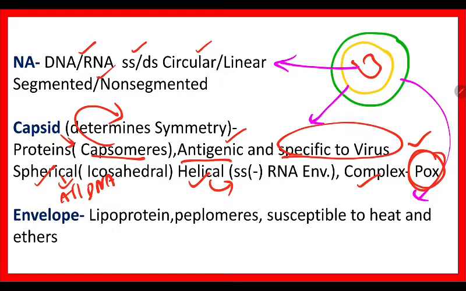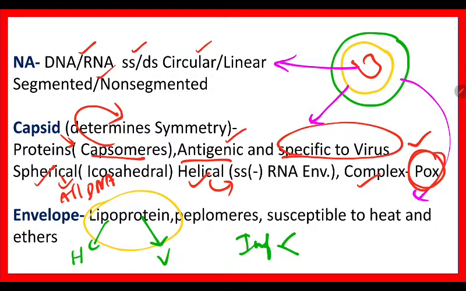Coming to envelope, it is basically a cover over the capsid. One thing to note in envelope is that it is lipoprotein in nature. The lipid part is derived from the host, whereas the protein part is synthesized in the virus itself. This envelope will be projecting as spikes. One example is influenza virus, which has more than one spike, because influenza has neuraminidase as well as hemagglutinin, that is two types of peplomers. This is susceptible to heat and as well to lipid solvents such as ether.